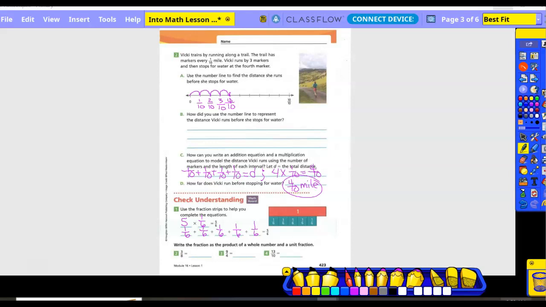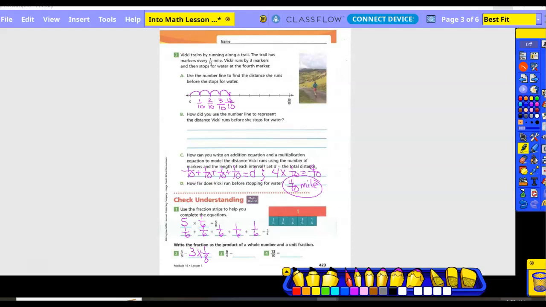Write the fraction as the product of a whole number and a unit fraction. So 3/8 would be what? What's the numerator? 8. The numerator is 8. That's the denominator. Numerator is 3 times, what would be my unit fraction? 1/8.